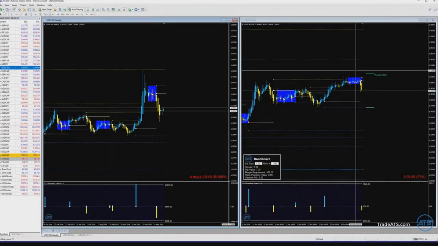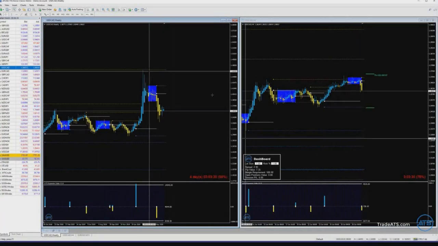But again, that's it. Those are your benchmarks. This is the first one. This is the second one. You get through there, the scenario changes.